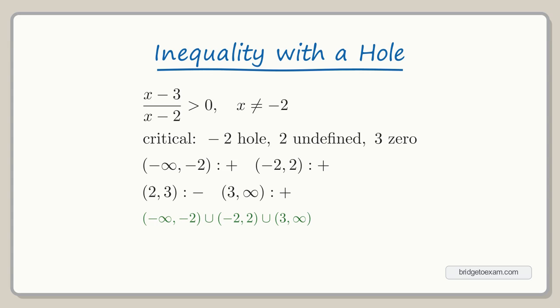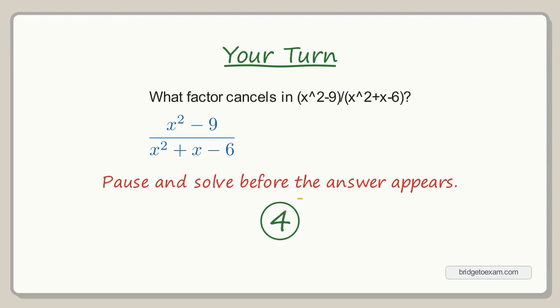A sign chart gives positive on negative infinity to negative 2, positive again on negative 2 to 2, negative from 2 to 3, and positive after 3. Your turn. What factor cancels in x squared minus 9 over x squared plus x minus 6? Pause the video and solve it.